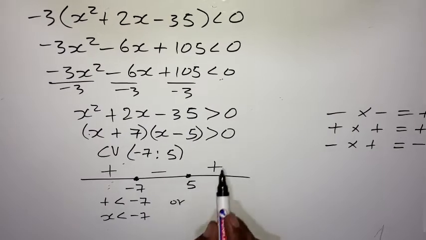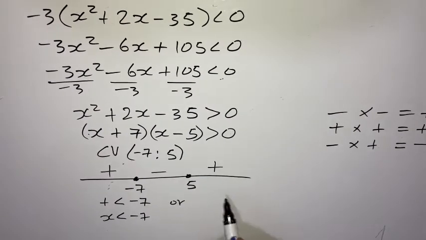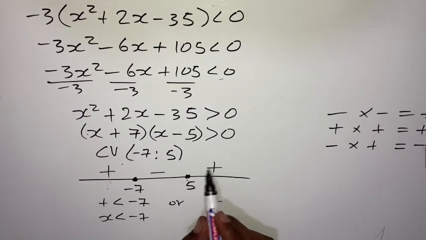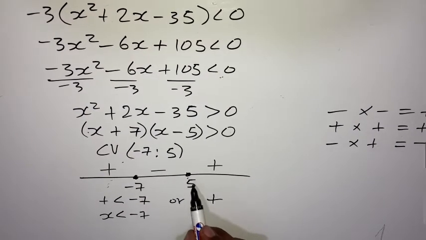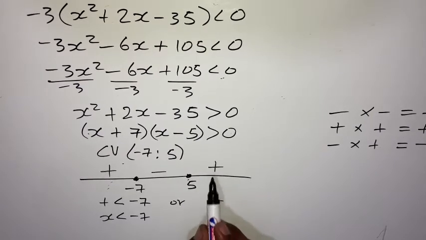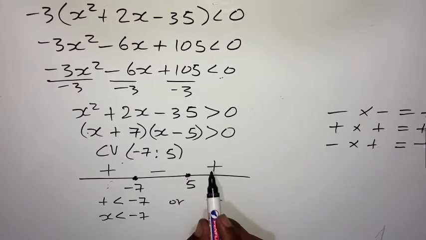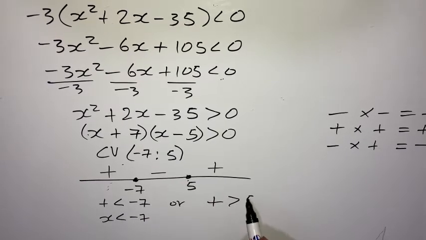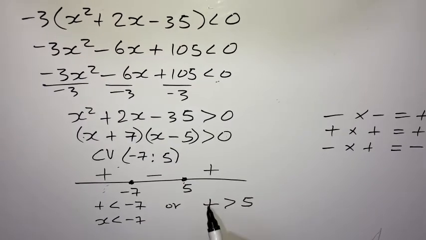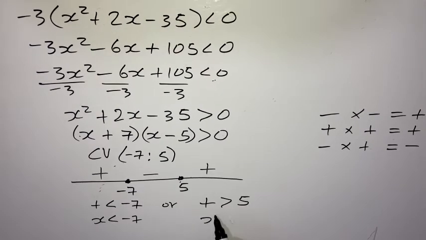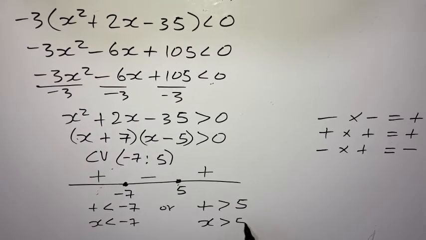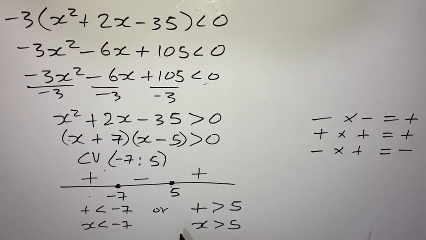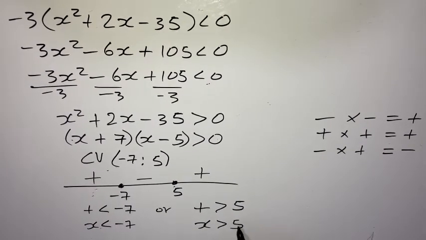Or then I go on to focus on this positive. I write it down. This positive, where is it in reference to 5? Is it on the left or right of 5? Then you see this positive is on the right. So you point to the right. Right of what? Of 5. Of which this positive is referring to your x being greater than 5. Then x is less than -7 or x is greater than 5.